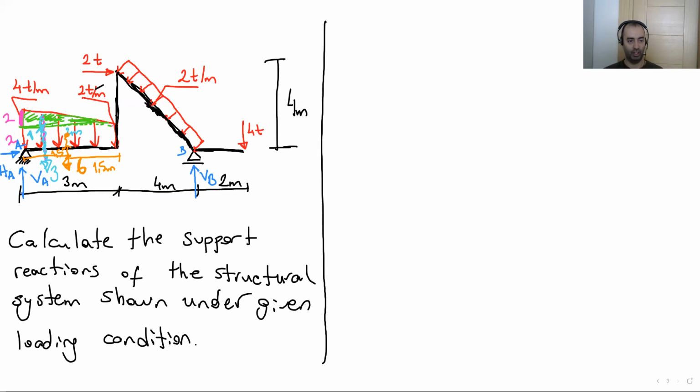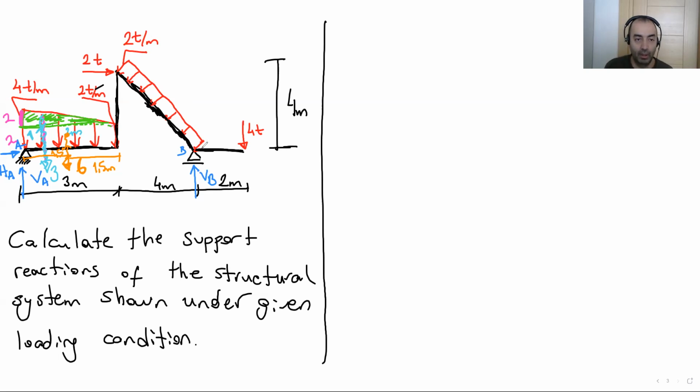Okay, we have just finished the trapeze loading. Let's do the uniform distributed load. By the way, I'm going to clear this part. Just a second. Okay, I'm going to write it here: 2-ton method. Okay, that's better. We have a uniform distributed load.